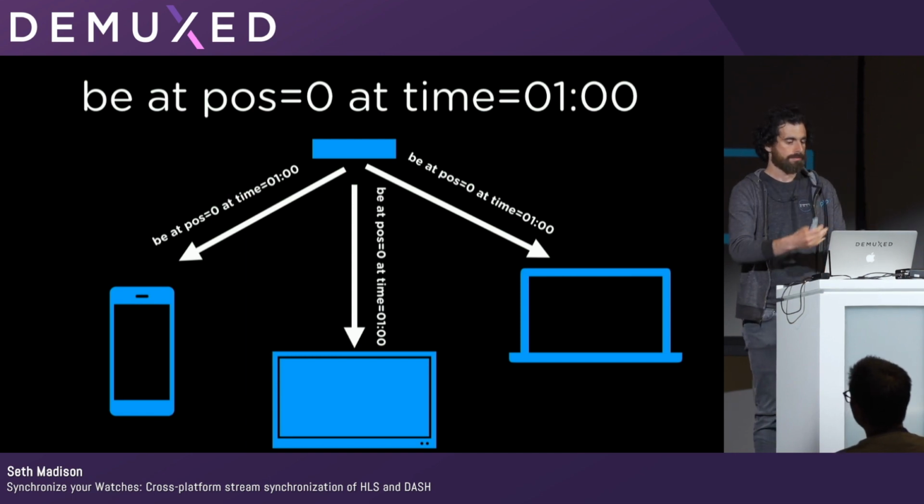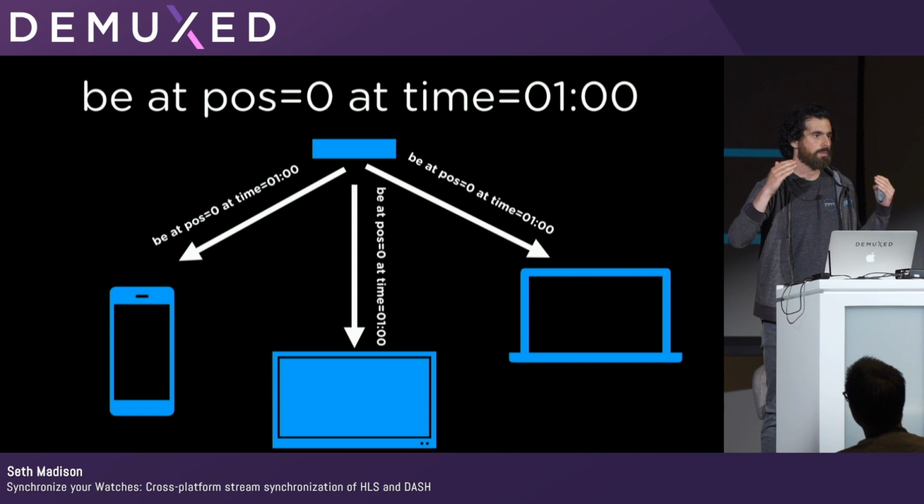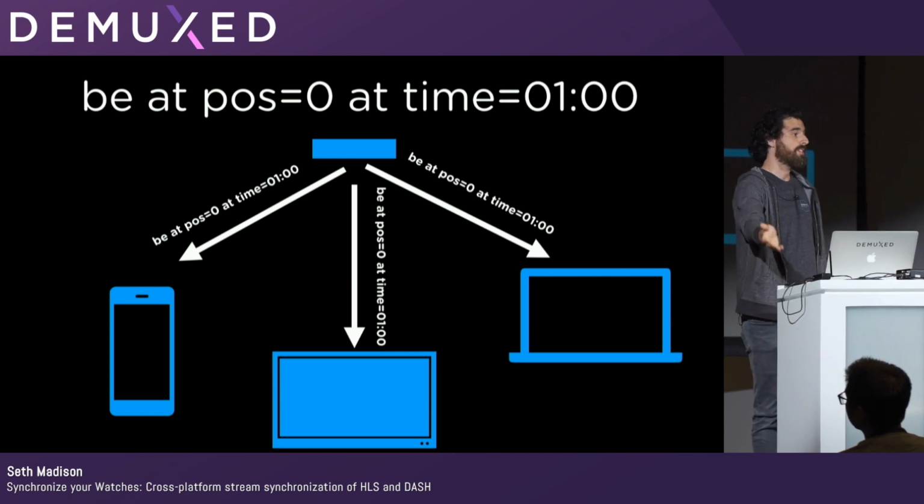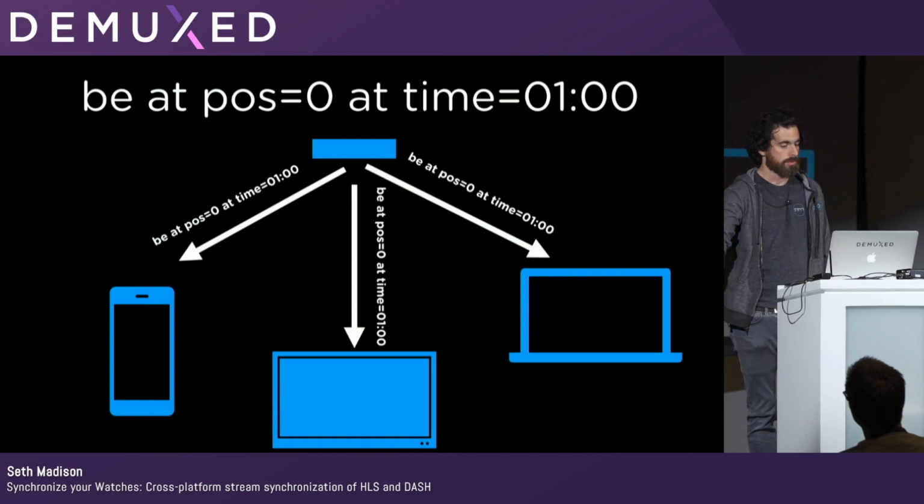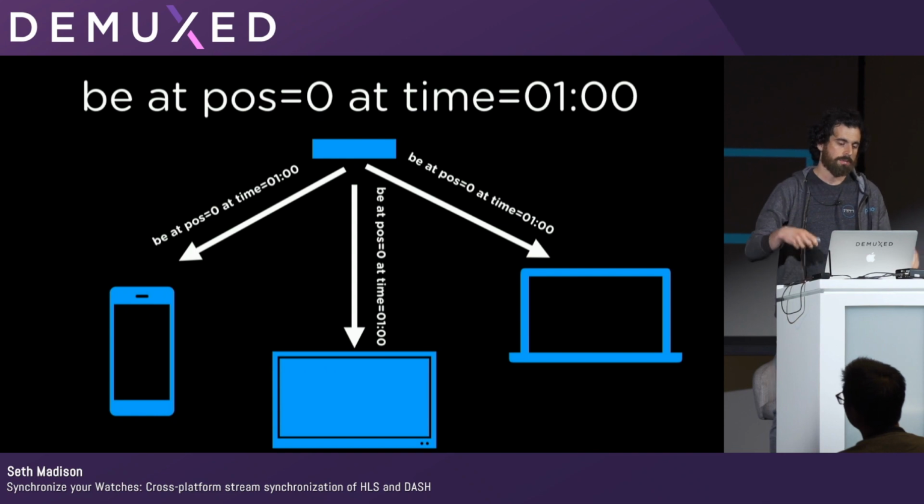But the overriding assumption here is we are able to get to synchronized UTC clocks on the client. So now instead of saying be at position 0, we say be at position 0 at time equals 1 o'clock.